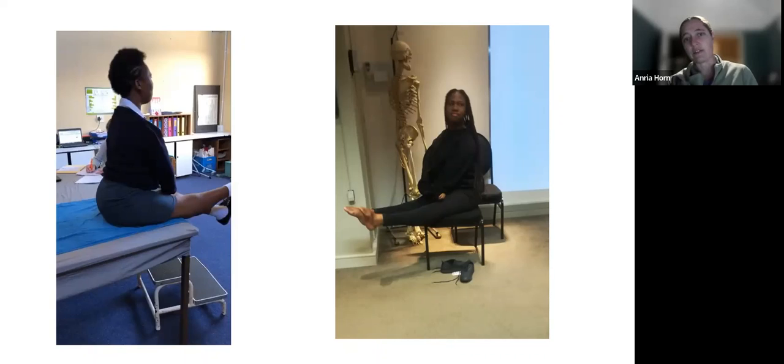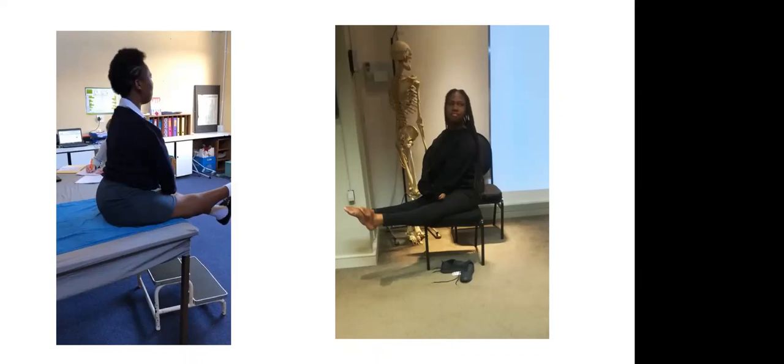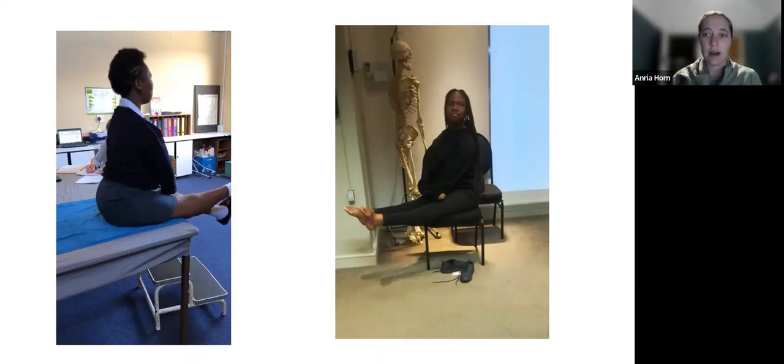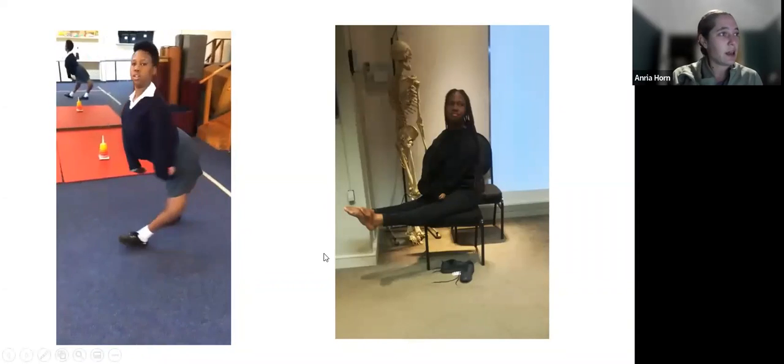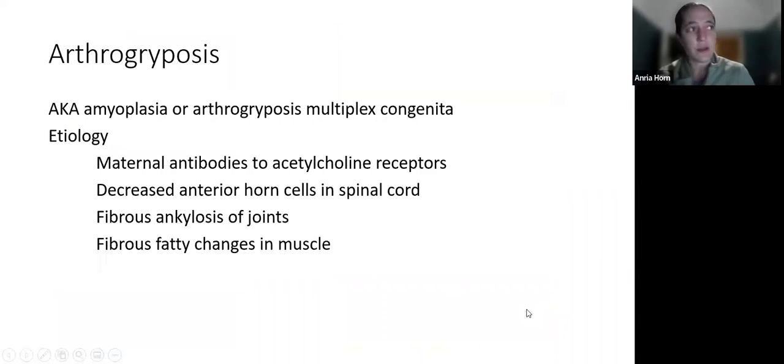So if she travels by bus, she's from Eastern Cape, if she goes home by the bus, then she needs to book 2 seats and that kind of thing. So I offered her surgery to get knee flexion, but then she was too worried that she wouldn't be able to walk anymore. So she rejected my offer. Okay, so that's arthrogryposis, also known as amyoplasia or arthrogryposis multiplex congenita.